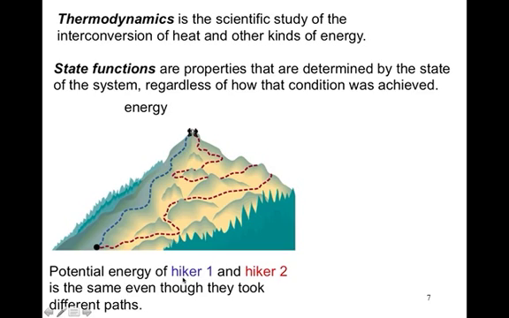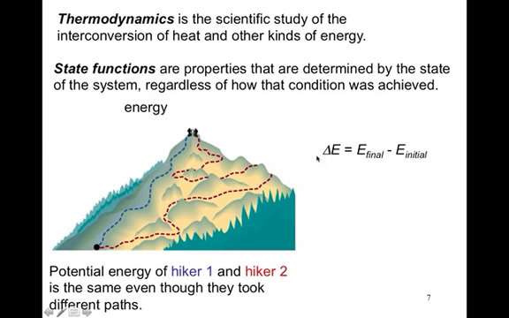And so the potential energy of hiker 1 and hiker 2, they're the same, even though they took different paths, because energy is a state function. All that matters is we got from point A to point B. It doesn't matter how you got there. If it's a one-step chemical reaction, great. If it's a three-step chemical reaction, great. Energy change is the same. That's what we're concerned with.